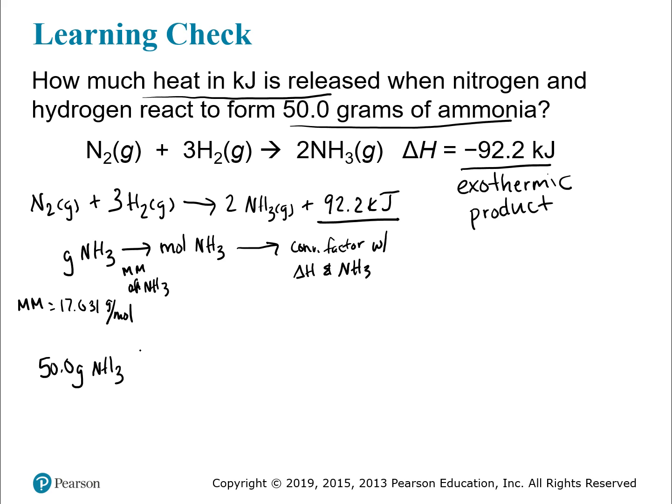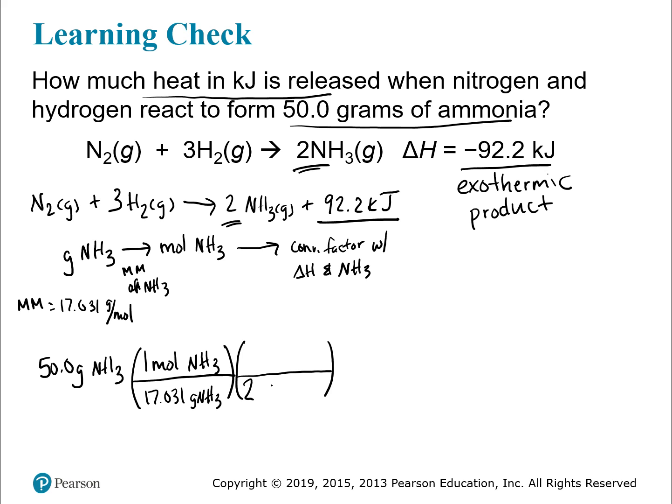We start with the number of grams. We convert that to moles using the molar mass that we just figured out. Then we need a conversion factor that talks about the amount of heat that's generated in relation to the number of moles of ammonia. We need to cancel out the moles of ammonia, so we look at the equation and we use the coefficient that's in front of the ammonia.